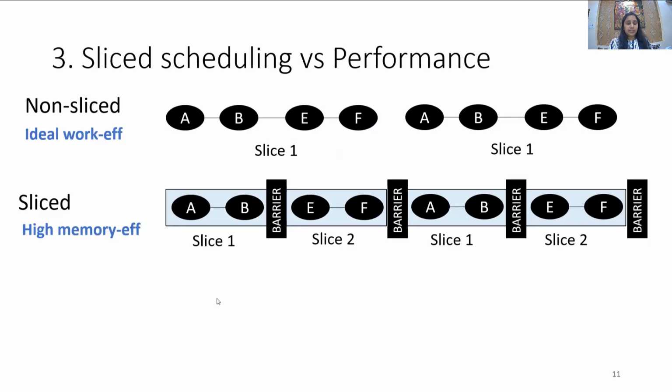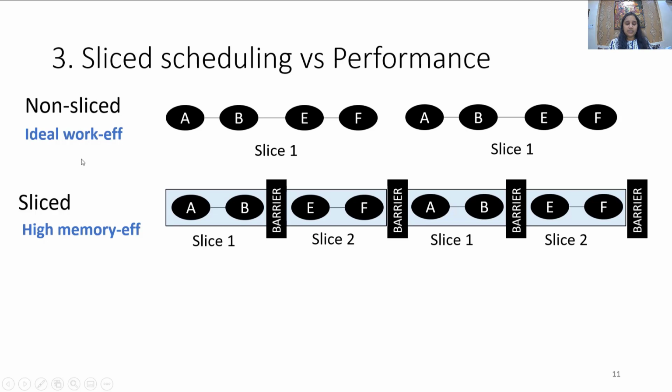For the slice scheduling dimension, there can be two options. The first is non-sliced, where the execution is performed on the whole graph, while for the sliced variant, the execution is performed slice by slice. Here, the graph is split into multiple slices such that working set fits into on-chip memory. This leads to higher memory efficiency.